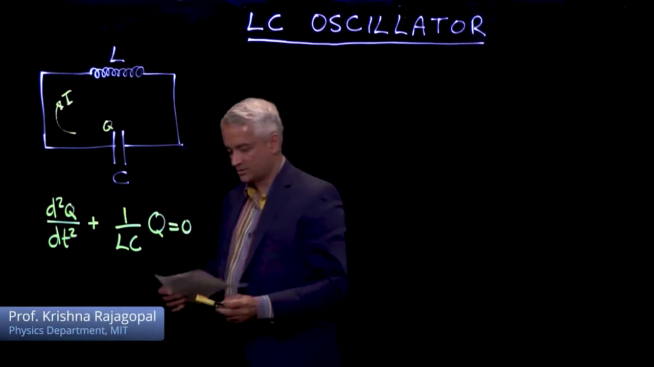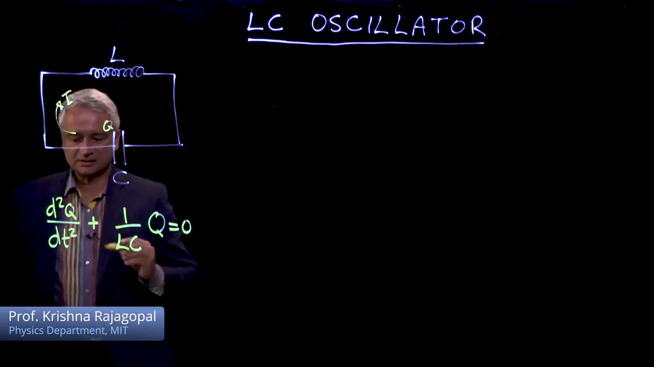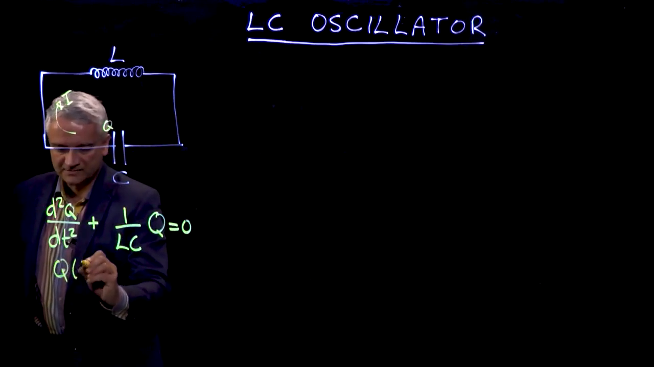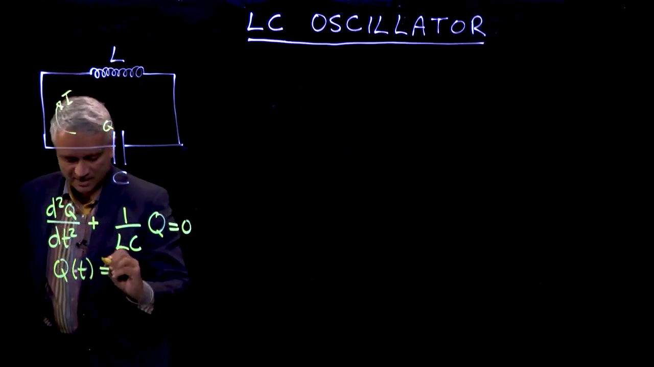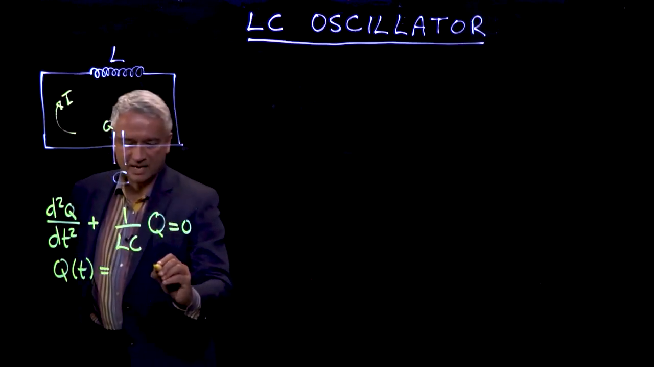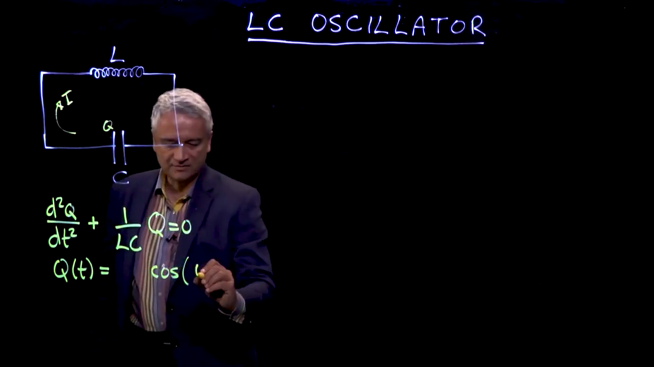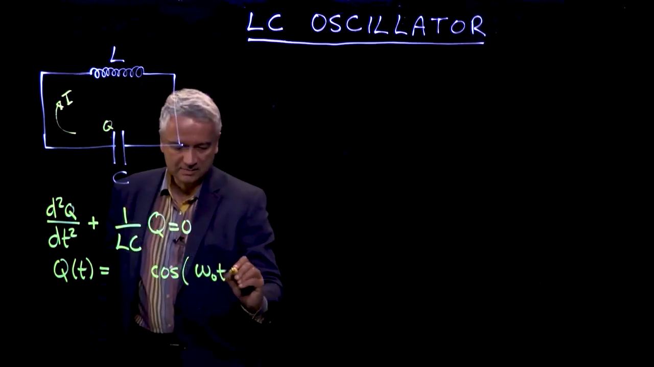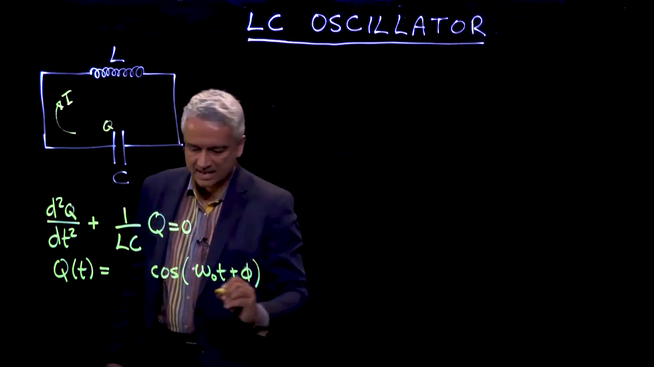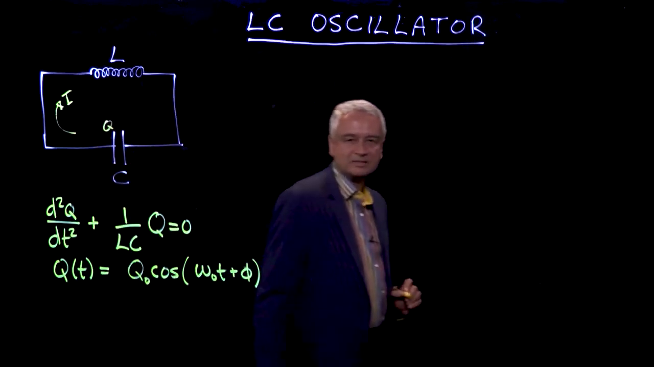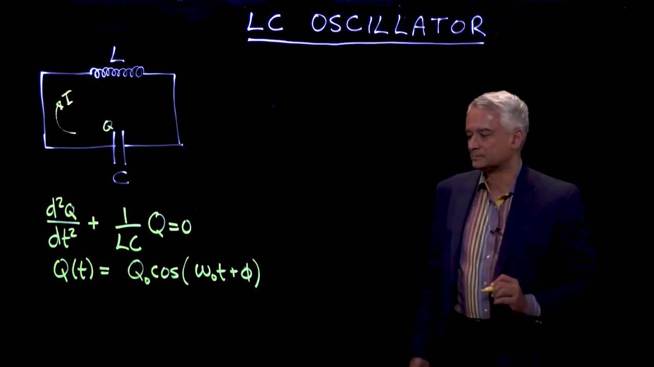So we can just write down the solution. It's an oscillator, and its solution is that Q as a function of time is given by what? Well, it's given by a cosine time dependence, cos of omega naught t plus some phase shift phi, times an amplitude Q naught. That's the solution to that oscillator equation.